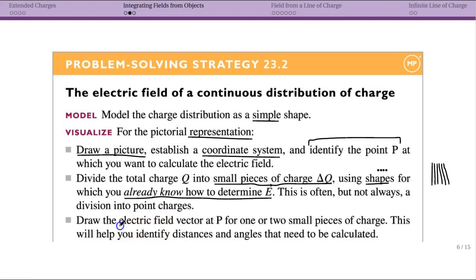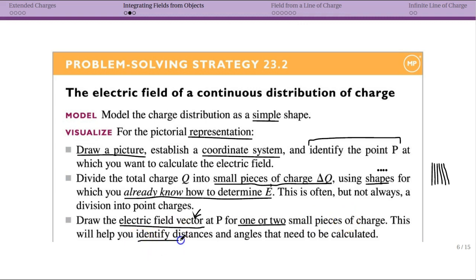So you want to draw the electric field vector, and remember this is a vector, so it has magnitude and direction, for one or two small pieces of charge. So you're looking at a specific piece of charge, again we will go through an example, and then labeling what direction the field points, and starting to then label all of the quantities.